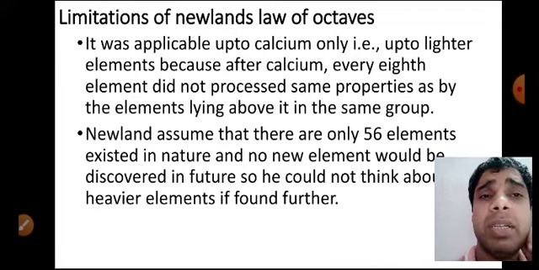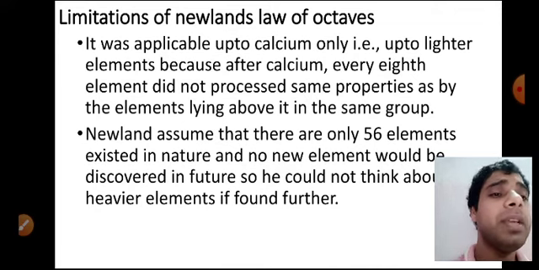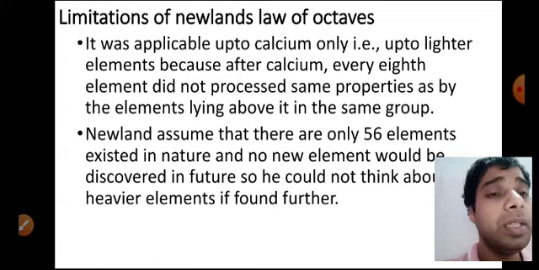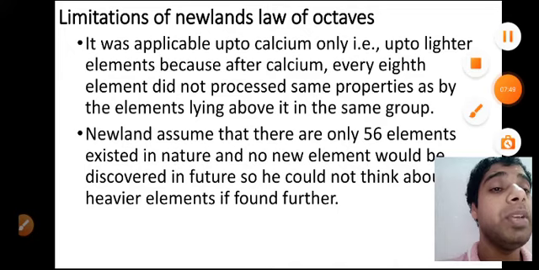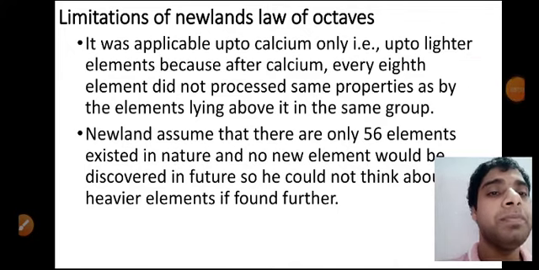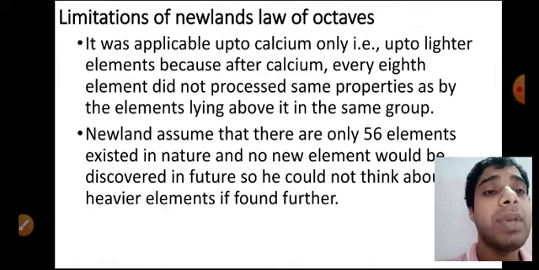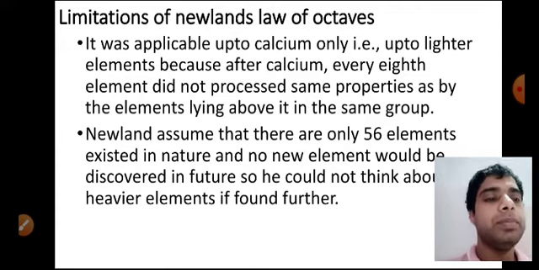The very first limitation was that it was applicable up to calcium only, meaning only lighter elements. It was applicable with those. Whenever the denser, or heavier, elements came, Newland's law of octaves did not give a satisfactory explanation. So this was the drawback, the limitation of Newland's law of octaves.